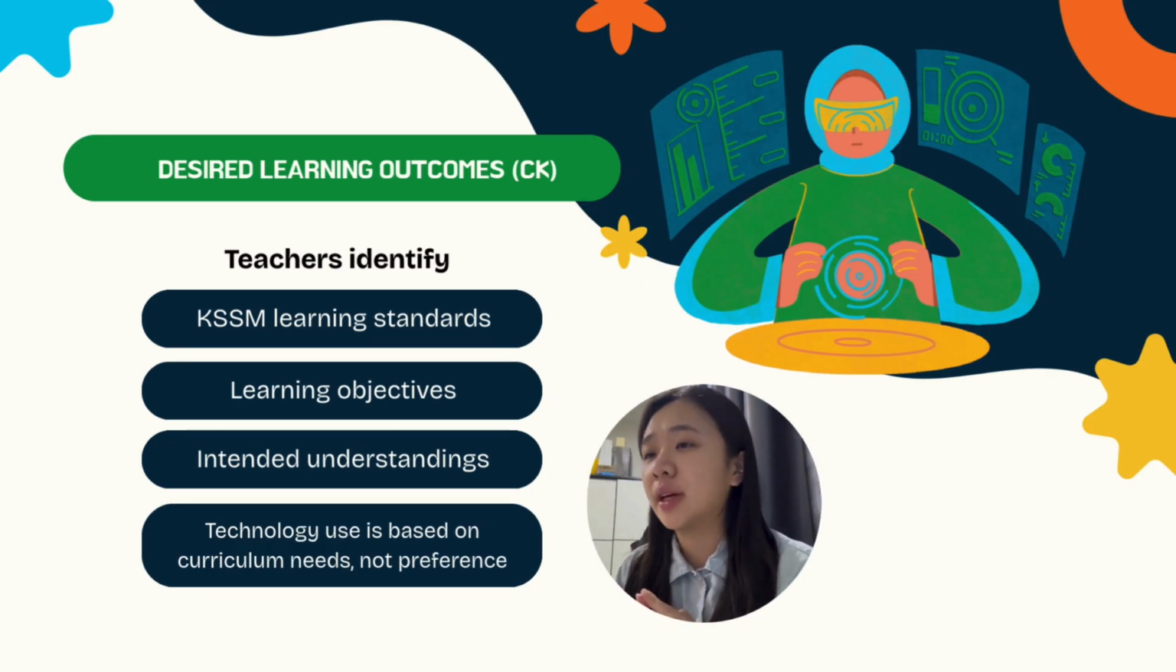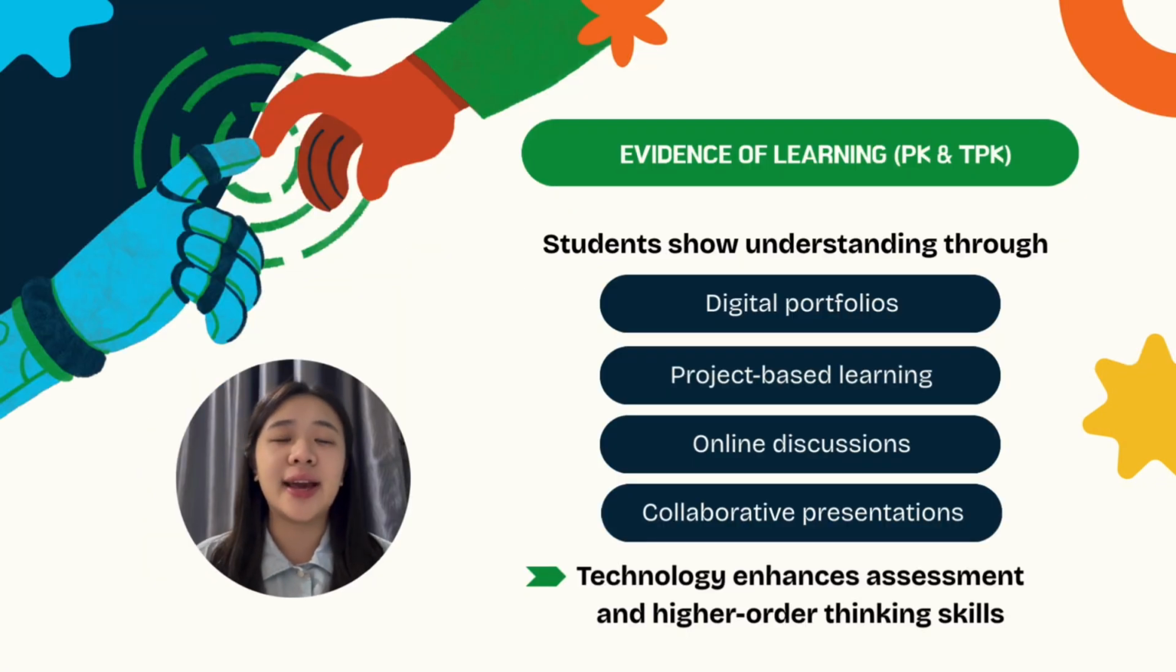This strengthens the content knowledge because teachers begin by analyzing KSSM learning standards and objectives before choosing activities or technology. So this ensures that technology use is guided by the curriculum goals rather than personal preference. So stage 2 focuses on identifying acceptable evidence of learning.